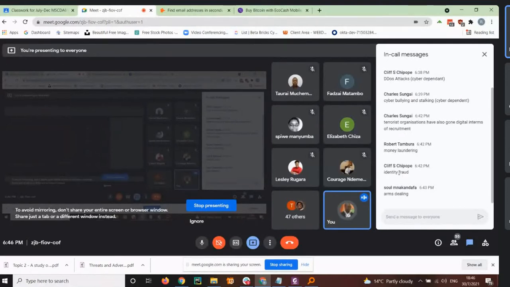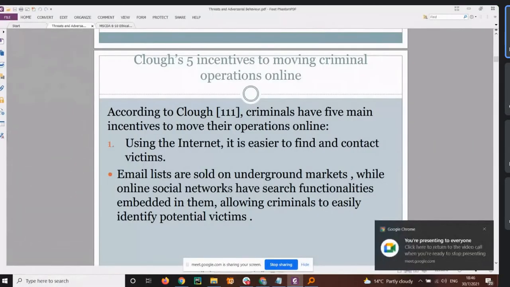Okay, so Robert has mentioned money laundering, and Cliff also highlighted identity fraud, and then Saul mentioned arms dealing. So that basically explains the first main incentive.